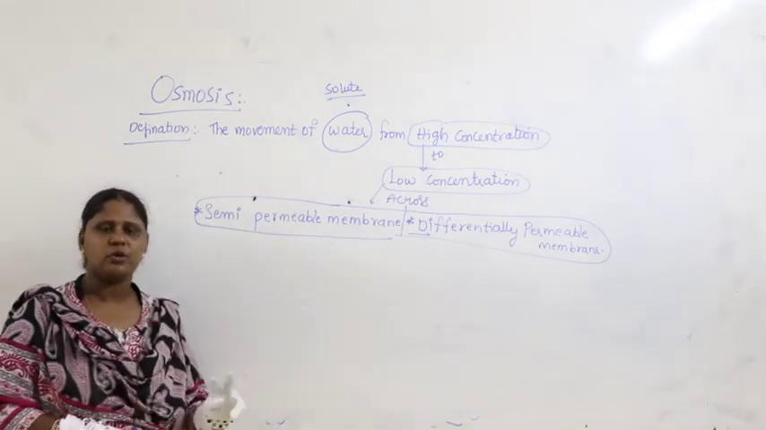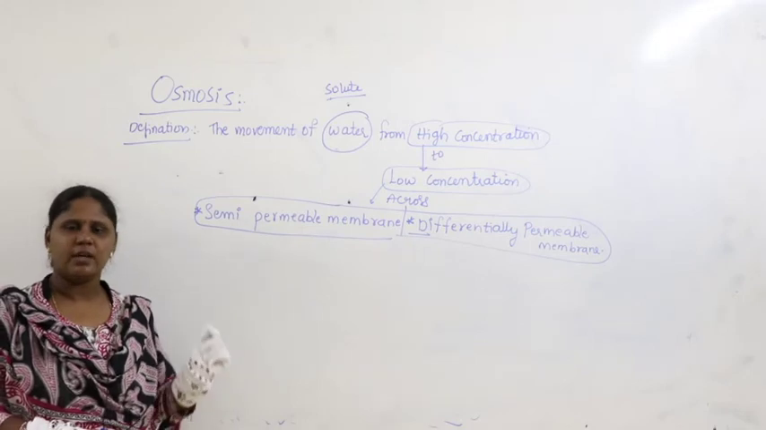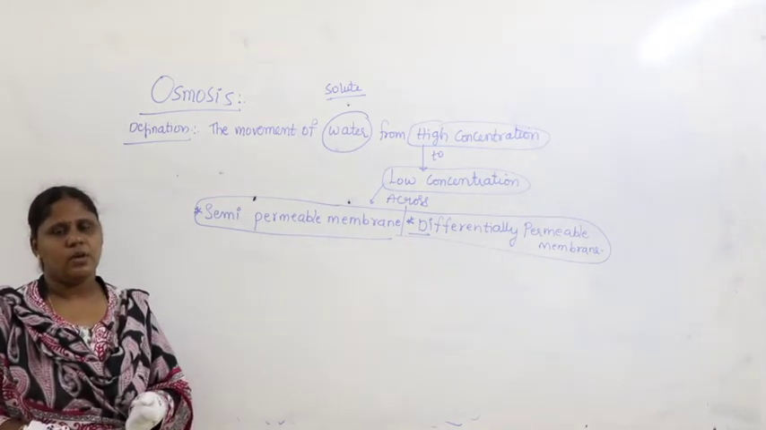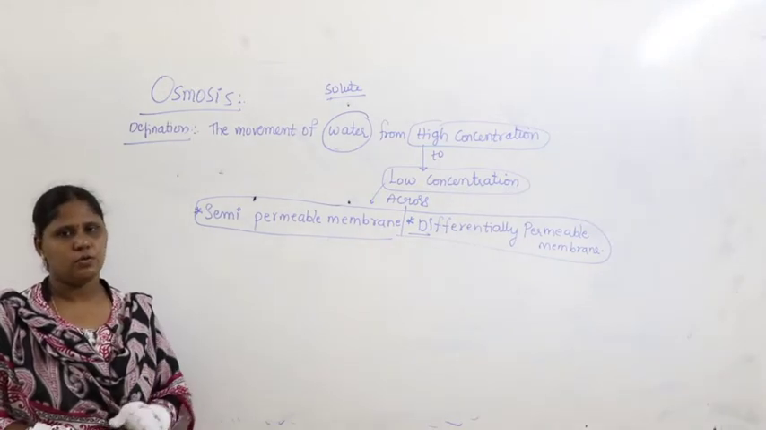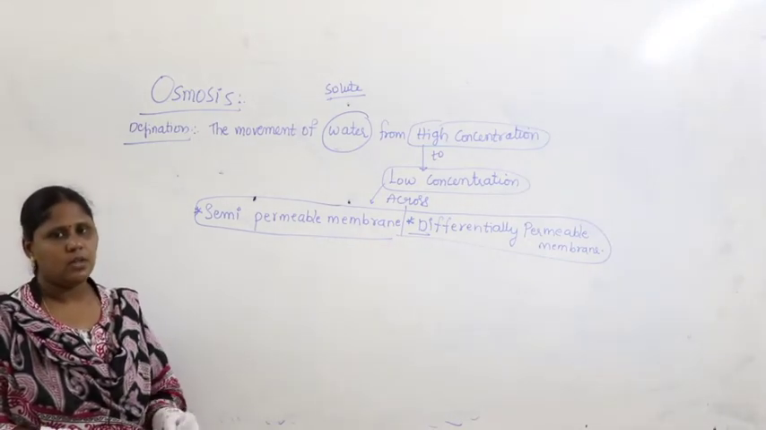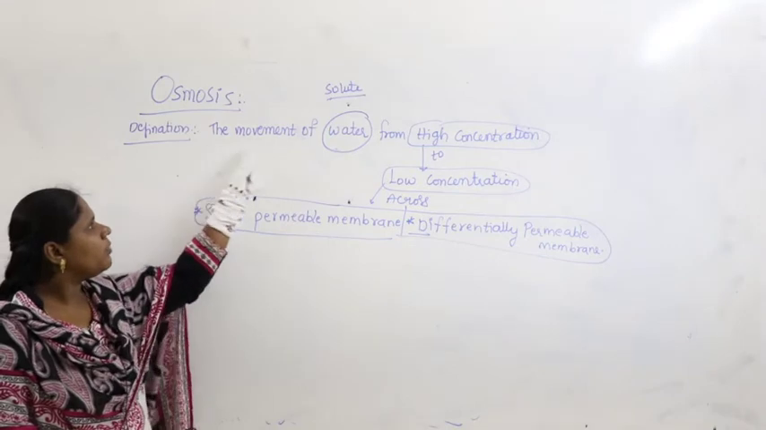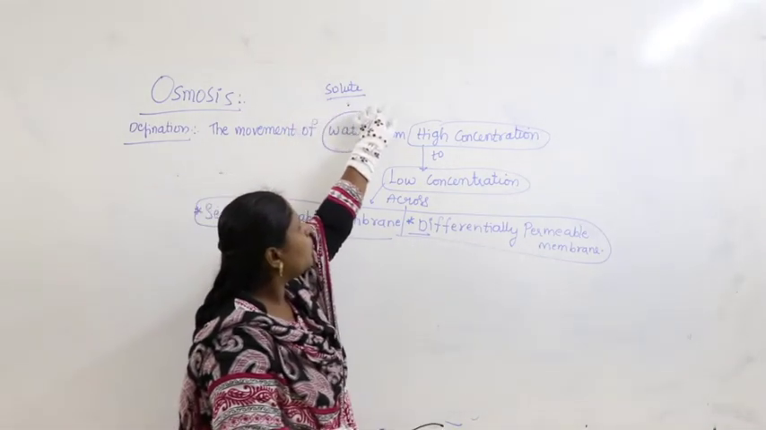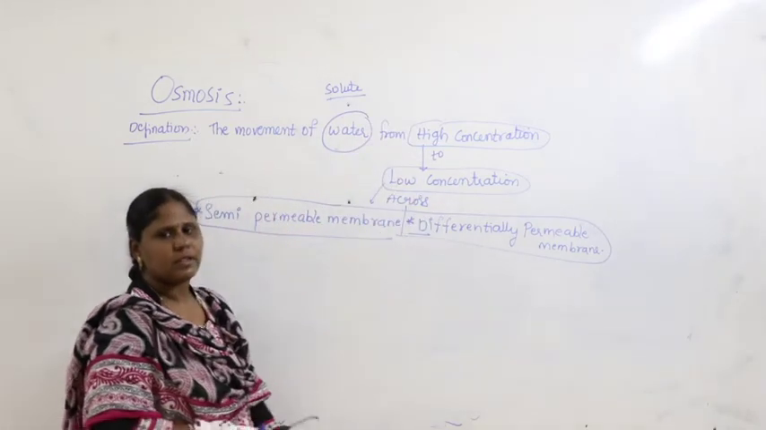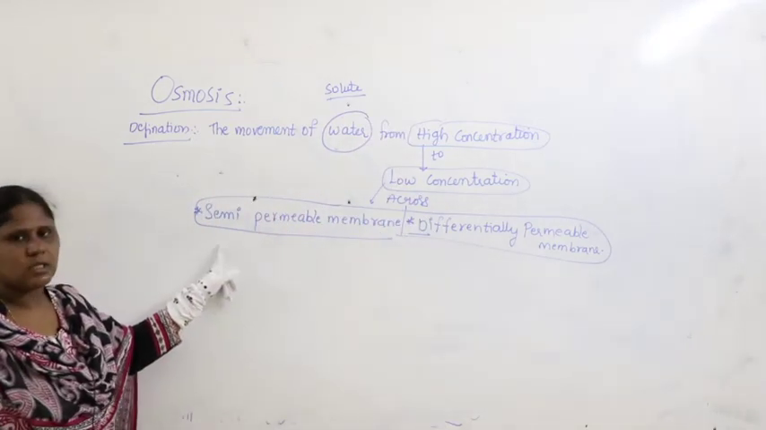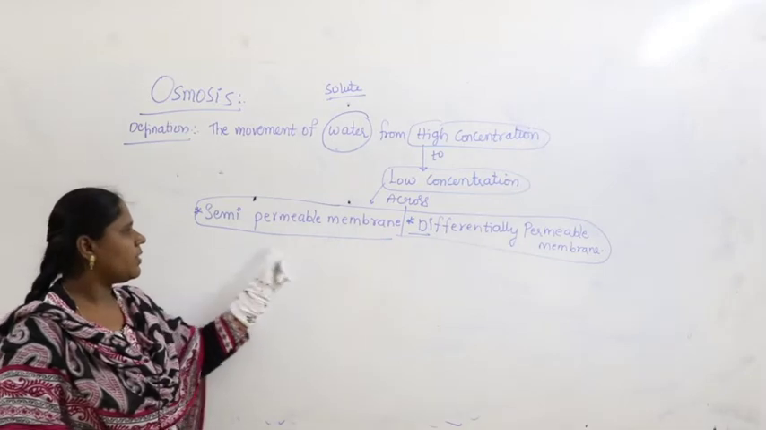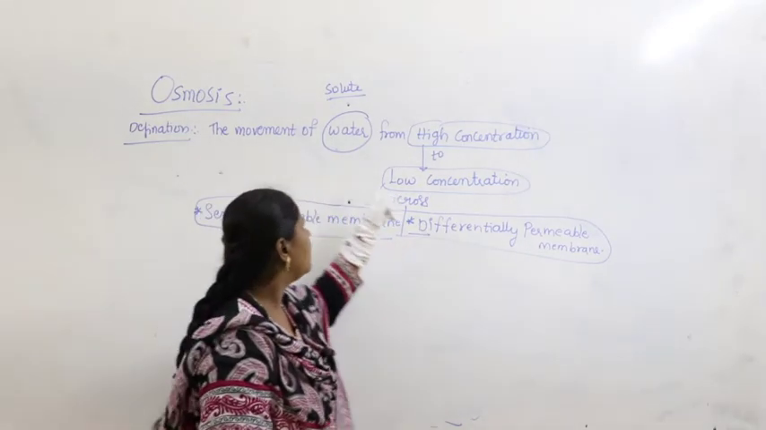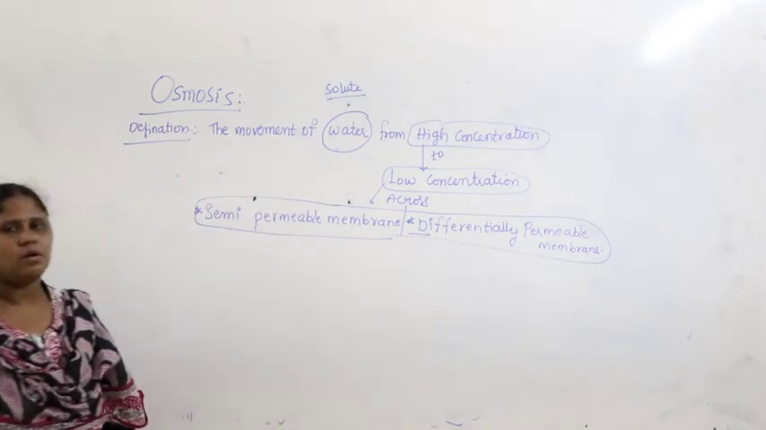Osmosis can be defined in two ways. Either it can be defined in terms of solvent or it can be defined in terms of solute. If it is defined in terms of solute or in terms of solution, then you have to write the movement of solute. If you write solute, then you have to write from low concentration to high concentration across semi-permeable membrane or differentially permeable membrane, then that is said to be osmosis.